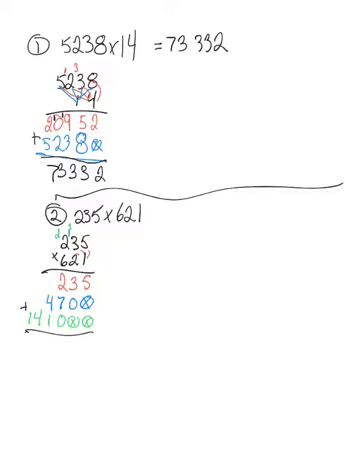Now make sure we add all of these up. 5 plus 0 is 5. 3 plus 0 is 3. 2 plus 7 plus 0 is 9. 4 plus 1 is 5. 4, 1. So therefore, 235 times 621 should equal 145,935.